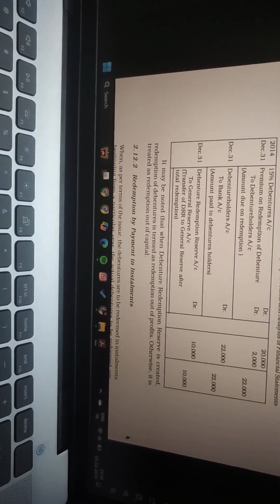It may be noted that when the debenture redemption reserve is created, redemption of debentures is termed as redemption out of profits. Otherwise, it is treated as redemption out of capital.